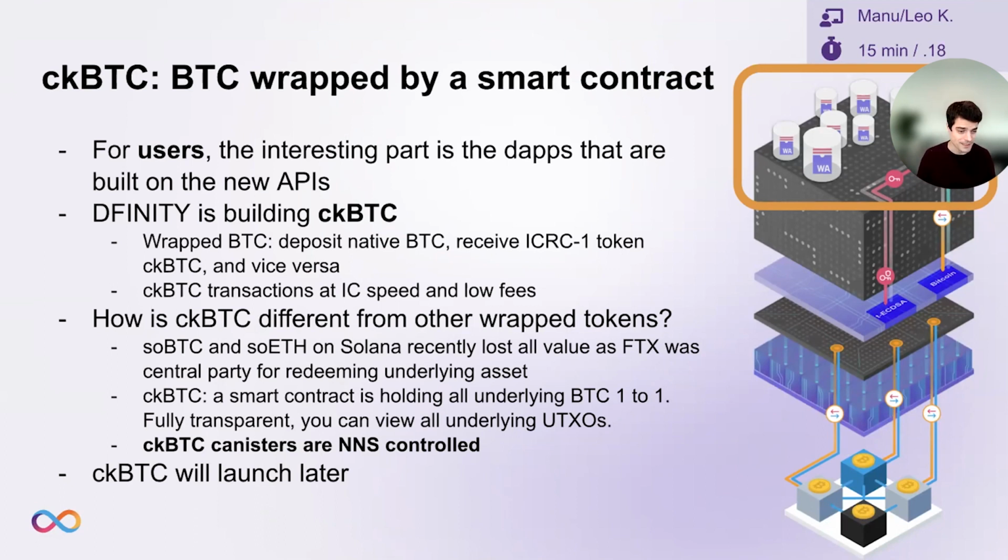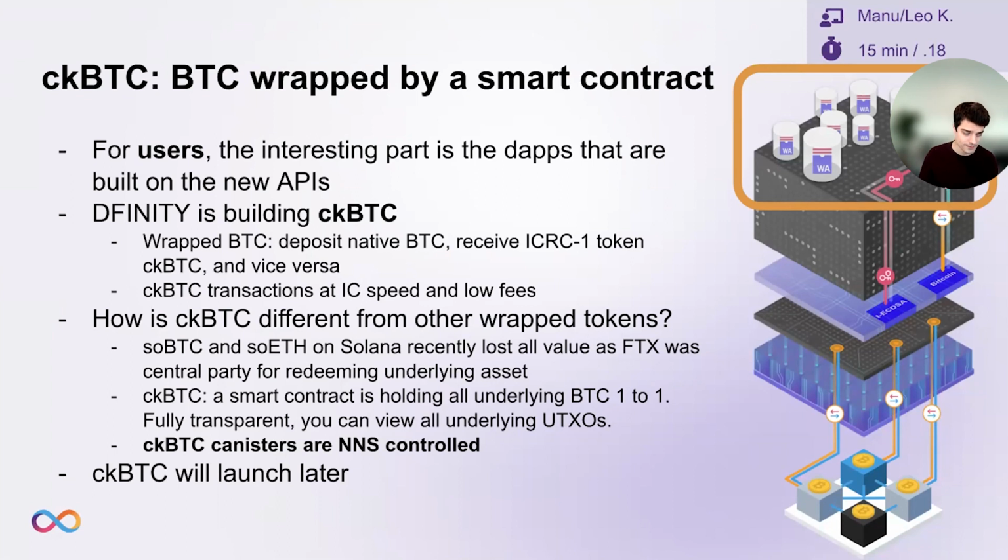And we actually saw this happening very recently on Solana. On Solana, you had SOBTC and SOETH that were managed by FTX. So you used FTX to receive your Bitcoins back when you returned your SOBTCs. But then with FTX disappearing, these wrapped tokens suddenly lost all their value because you couldn't do anything with them anymore. So this should obviously not be possible.